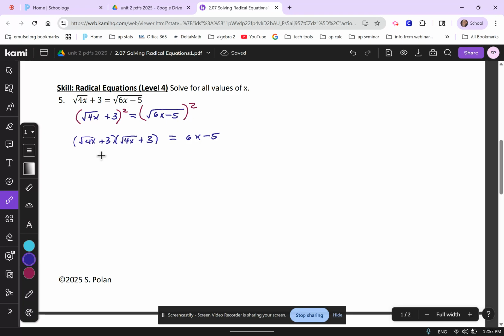Now I'm going to write out an extra step so it's easier for you to follow. So we're going to take square root of 4x times square root of 4x. Then we're going to take square root of 4x times 3. And then we're going to take 3 times square root of 4x. And then we're going to take 3 times 3. We're now going to simplify the right-hand side. So square root of 4x times square root of 4x is just 4x.